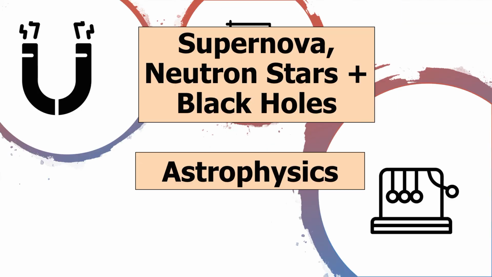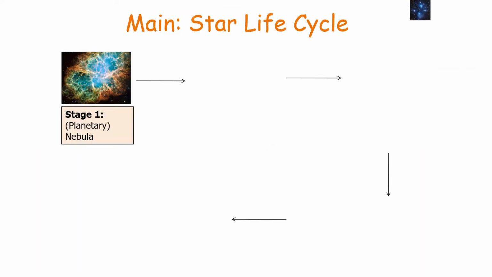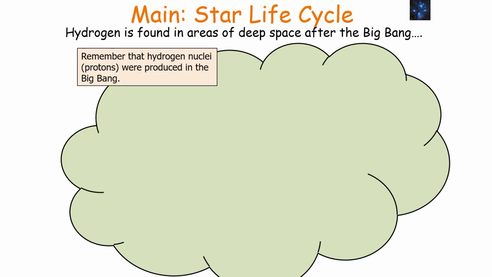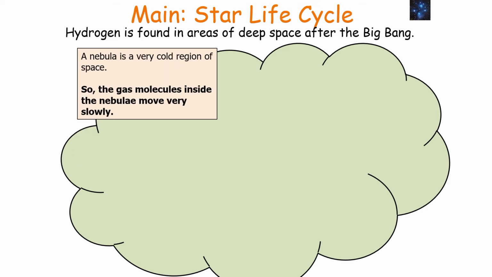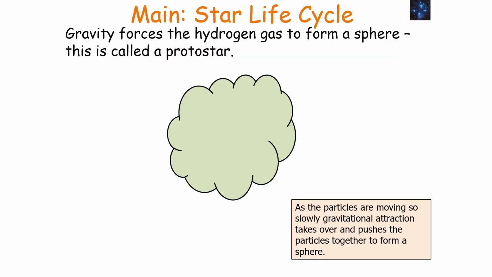Now we're finally going to look at supernovae, neutron stars and black holes. Now, the stellar life cycle of a star begins with a planetary nebulae. So hydrogen nuclei which were produced after the Big Bang are collected in a large area called a nebulae. Now, the original name for a nebulae was a planetary nebulae, but there are no planets in a planetary nebulae. Now, a nebulae is a very cold region of space, and the gas molecules are moving very slowly. The denser clumps of the cloud contract very slowly under the force of gravity, and this then produces a protostar.